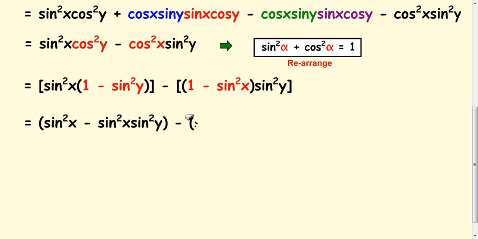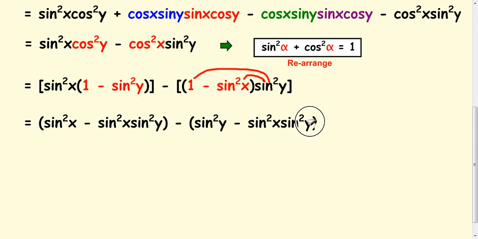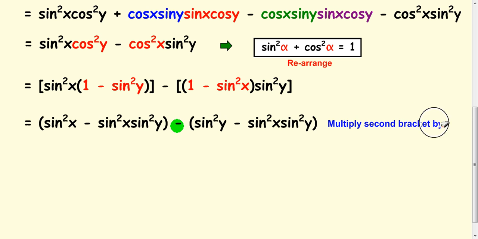Take away. And then let's multiply this curved bracket by the sine squared y. So that just works the same way, although it's at the end, you're going to do that times that, and that times that. So it's going to be sine squared y take away sine squared x sine squared y, sorry. Now, it's really important here that you make a note of the fact that there's a negative 1 there. That's really multiplying this second bracket by negative 1. And some people miss that.